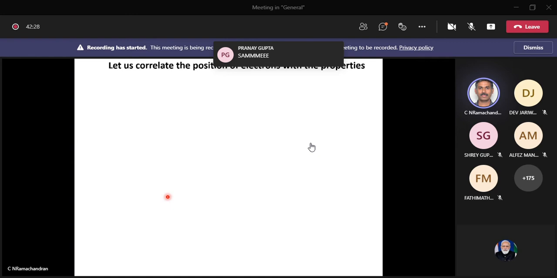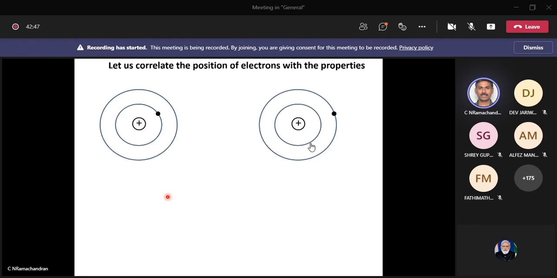Okay, that was an exaggerated system. Now you are going to predict something else, related to that first postulate of quantum mechanics. Let us correlate the position of electrons with the properties. You have two pictures, left side and right side. Just have a look at left and right, and something would have come to your mind right now.